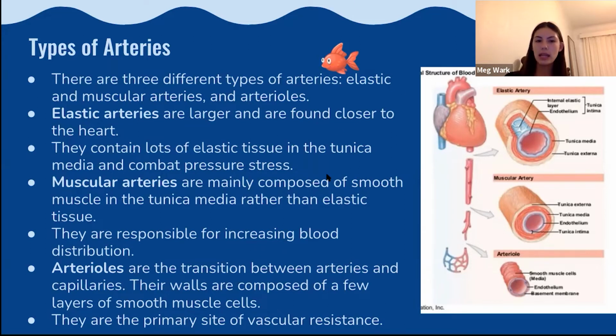The muscular arteries are mainly composed of smooth muscle in the tunica media instead of elastic tissue, and they are responsible for increasing blood distribution. Finally, the arterioles are the transition between arteries and capillaries, and their walls are only composed of a few layers of smooth muscle cells, and they're the primary site of vascular resistance.